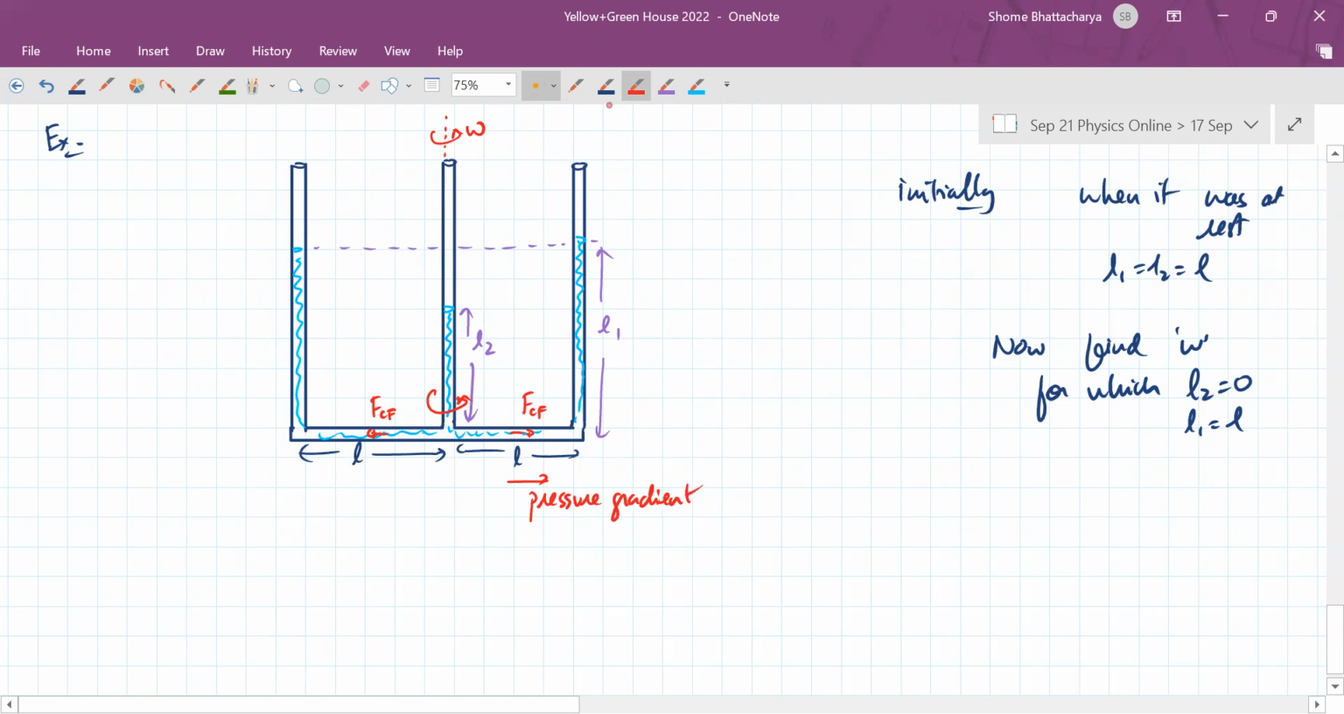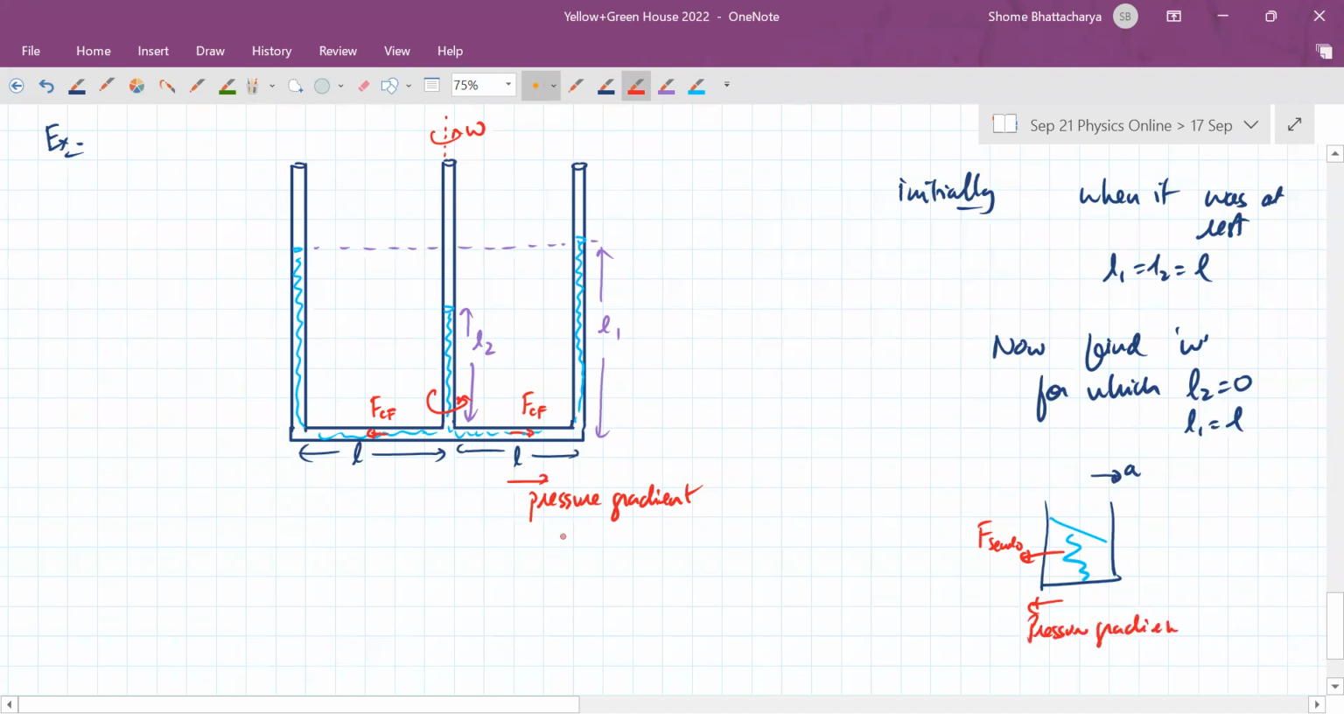Just like we had seen, if you remember, in an accelerated tank, we had discussed, you have a horizontally accelerated tank like this, the level of the liquid becomes like this because the acceleration creates a pseudo force like this. So the pseudo force creates a horizontal pressure gradient.